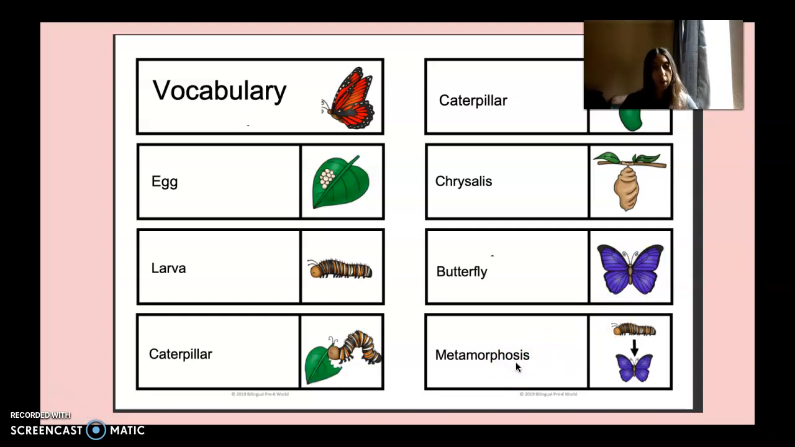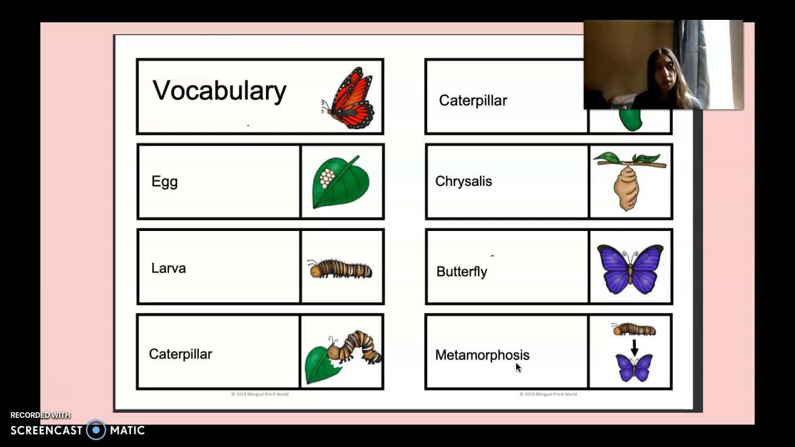Can everybody say metamorphosis with me? Metamorphosis. So metamorphosis is the change that a butterfly goes through from being a caterpillar to a butterfly. So like us, when we're little, we're humans, right? We're little, but we're just a little bit shorter, a little bit tinier, but we always stay humans. We don't change. A butterfly, though, changes. It goes from a caterpillar to a butterfly.